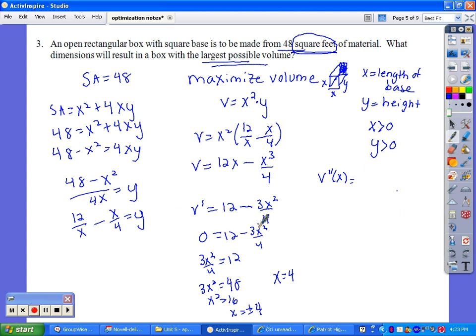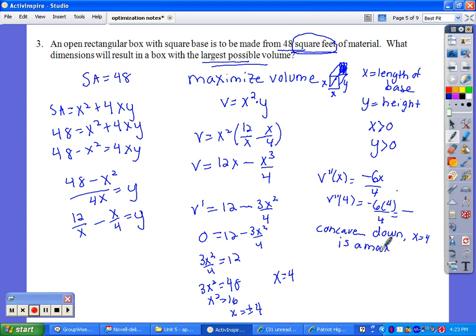So I need to take the derivative of v prime. If I do that, it's negative 6x over 4. And if I plug in 4, I'm going to get negative 6 times 4 over 4. It's going to be a negative. So it's concave down, and x equals 4 is a max. So we are maximizing it.